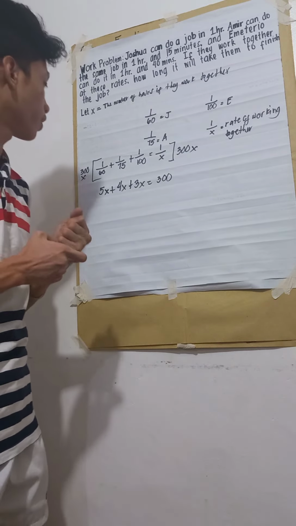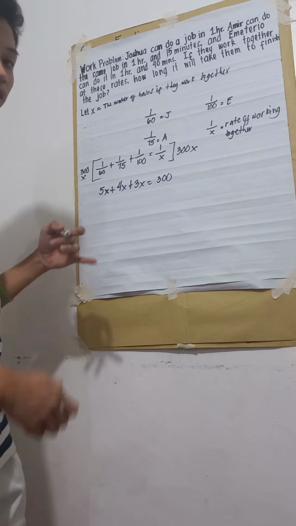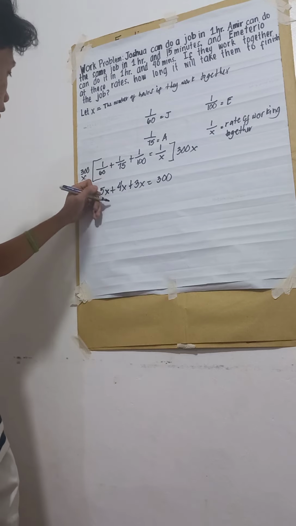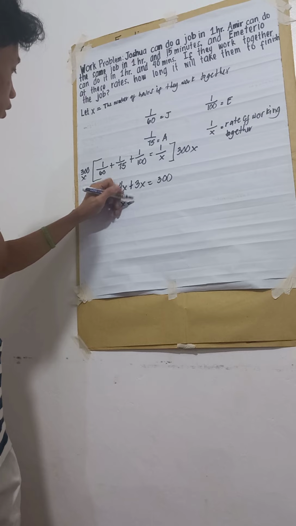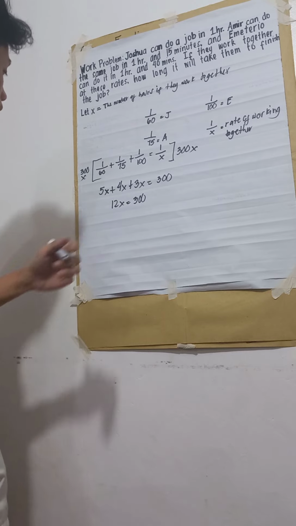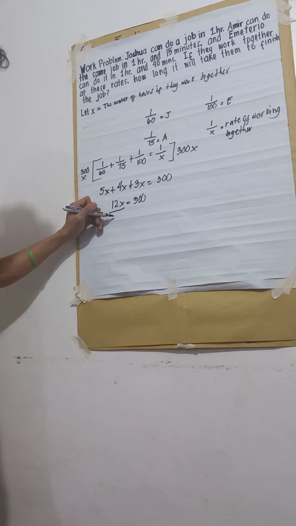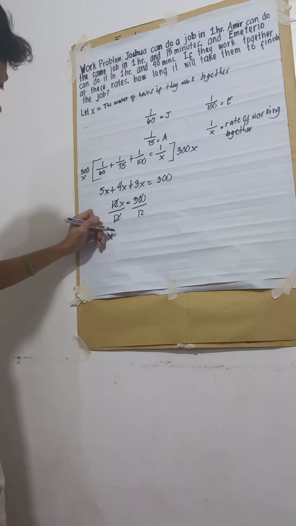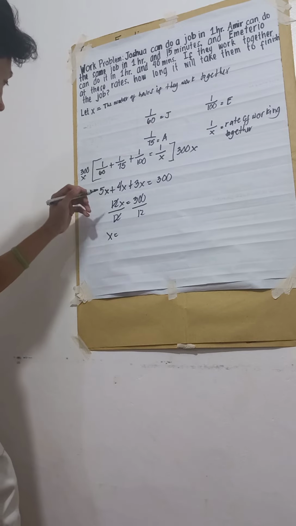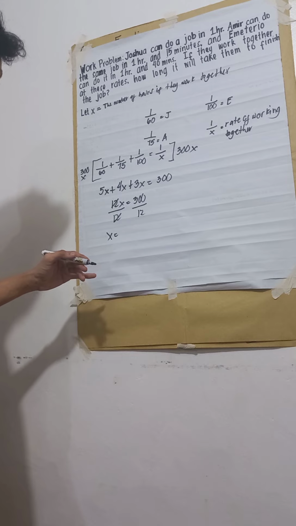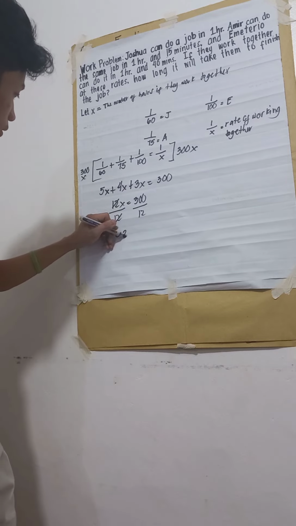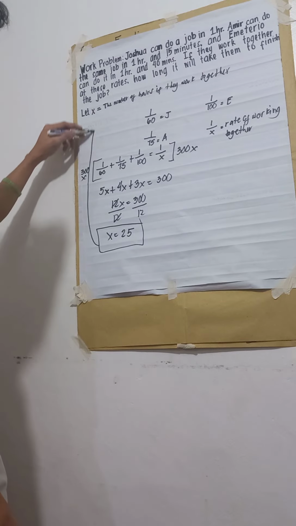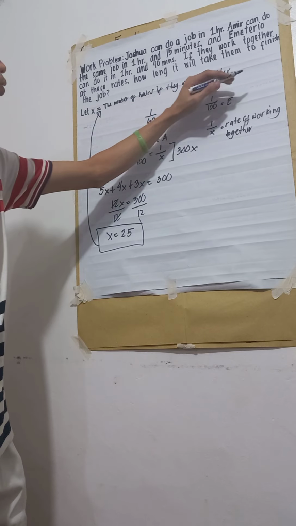So next one, we're going to simplify. Combine similar terms, which are 5x, 4x, and 3x. That is 12x. 12x equals 300. We're going to divide both sides by 12 so that we can remove this one and this one. x equals 300 divided by 12, which is 25. That's now our number of hours if they work together.